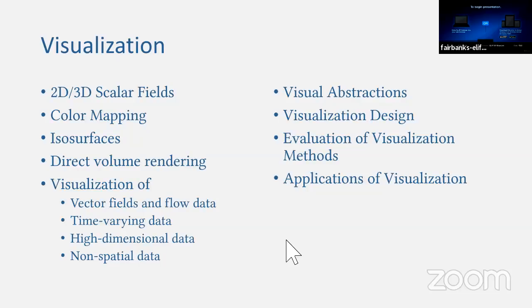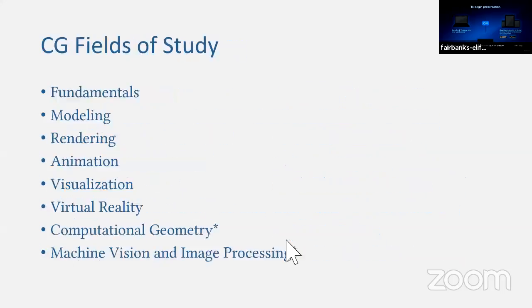Okay, so that's what I had prepared in terms of content for today, just talking about all the different areas in computer graphics. You notice that we didn't get through every category: computational geometry, machine vision, image processing, although we are going to cover a little bit of image processing in this course to talk about computer vision.